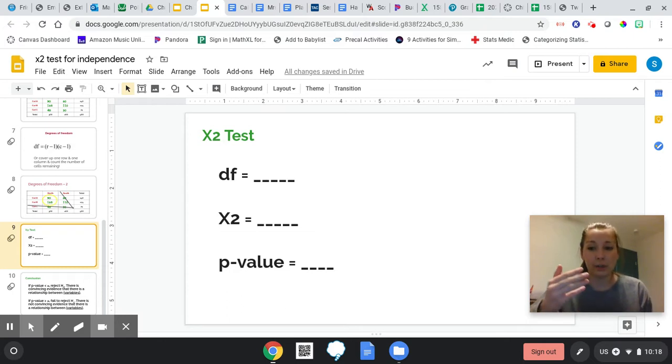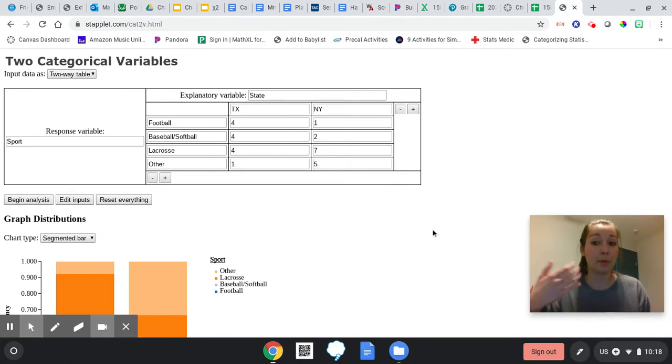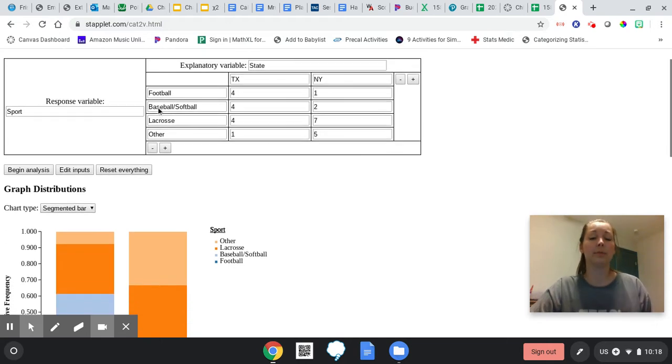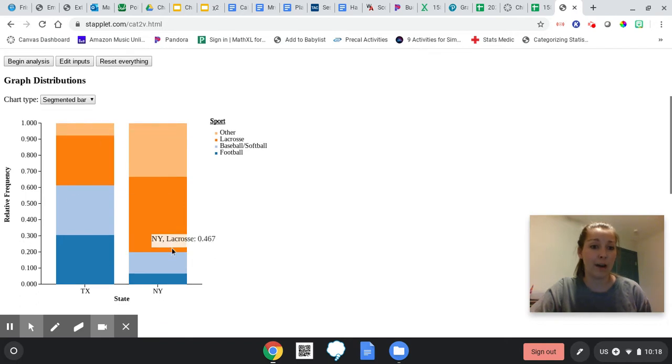So when you run your chi-squared test, you're going to get your degrees of freedom, which we just went over how to calculate, your chi-squared value, chi-squared test statistic, and your p-value. So let me run over to Statcrunch. If you watched my previous video, you know that I just kind of made up these numbers here for our purposes so I could get a two-way table that you could see and a fake graph here.